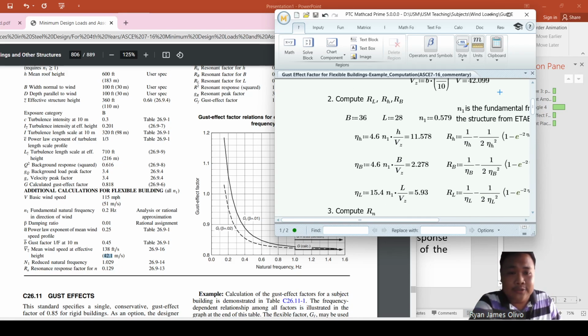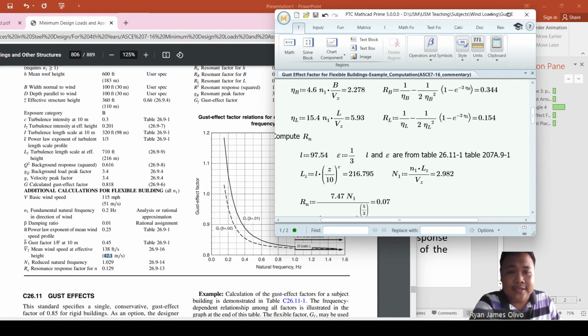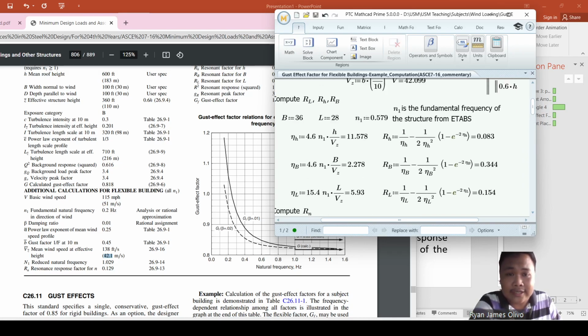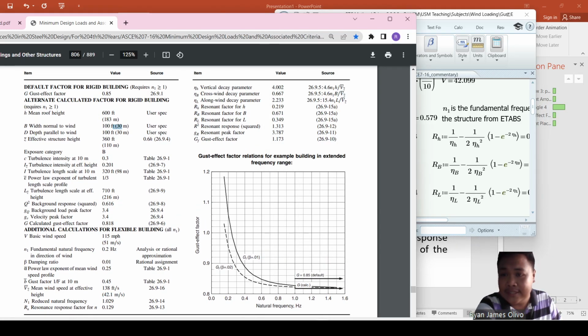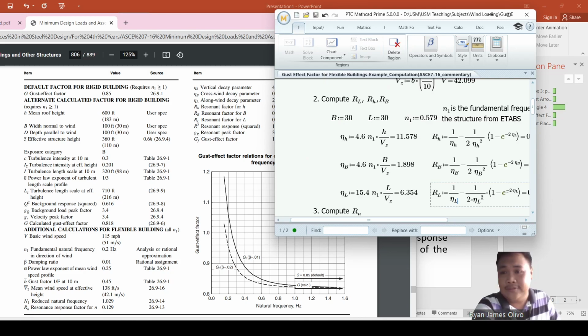Then our reduced natural frequency here is 2.982. Sorry, I did not change the other parameters, so our parameters are 30 and 30. With normal to the wind, right. Then depth parallel to the wind. So assuming that this is, I don't know, to the ridge or parallel.